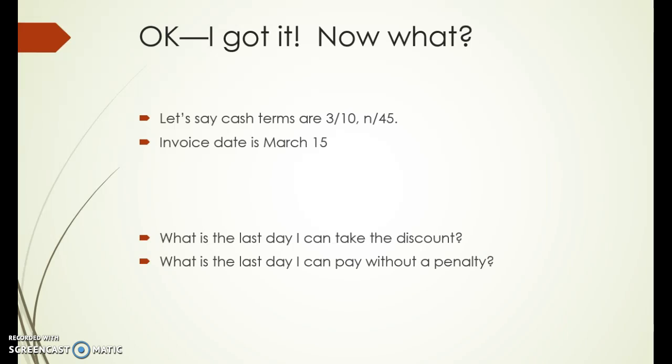Now, once you know that, figuring out the rest of the chapter is fairly easy. Let's say that you have cash terms of 3/10, net 45, and your invoice date is March 15th. Typical problems for this chapter are: what is the last day I can take the discount, and what is the last day I can pay without penalty?